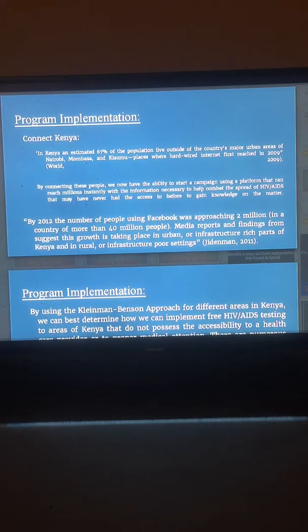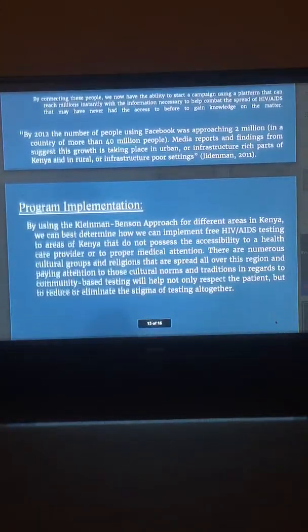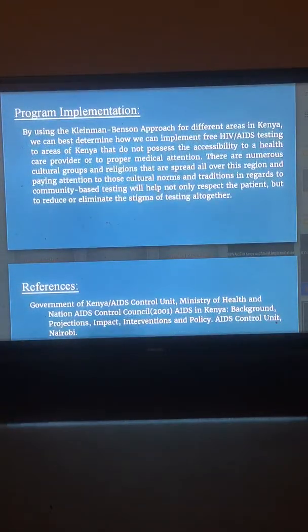If we can put this hardwired internet not only in cafes and homes, but in schools, the educational value we could utilize across an expansive network would help educate these people a lot faster. By using that approach in different areas of Kenya, we can determine the best way to do our community-based testing. How do we get these cultural groups and religious groups that are spread all over the region on the same page when it comes to community-based testing?